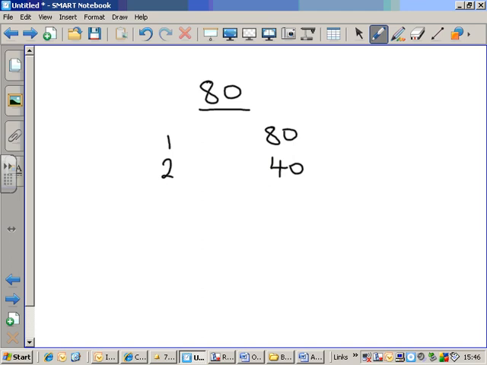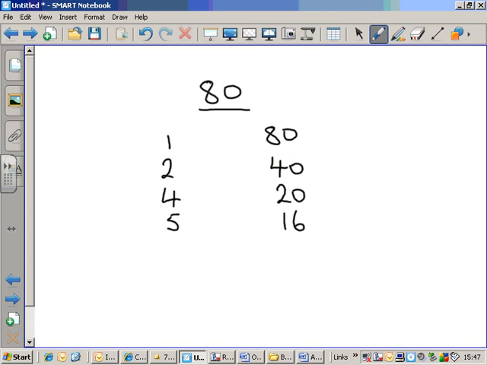How about 4? Yeah, of course it will, because 10 4s are 40, aren't they? So how many 4s will make 80? Double that number, eh? 20 4s will make 80, won't they? There we go. How about 5? Well, yep, this number ends with 0, doesn't it? So it will be in the 5 times table, and it will go 16 times.